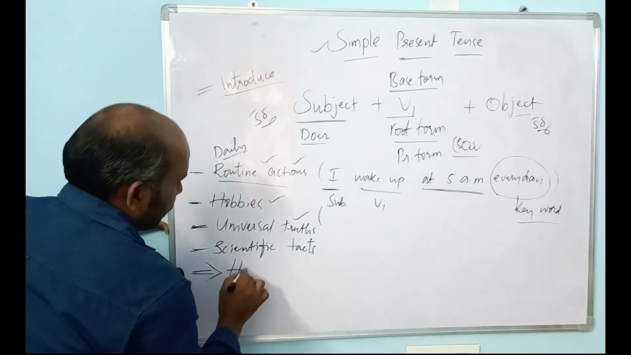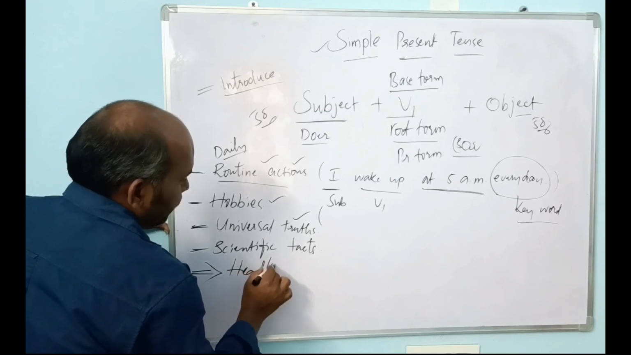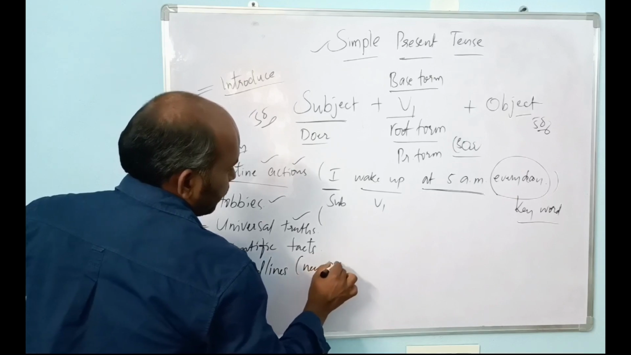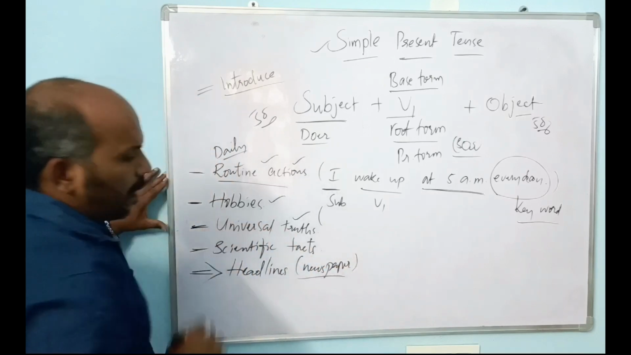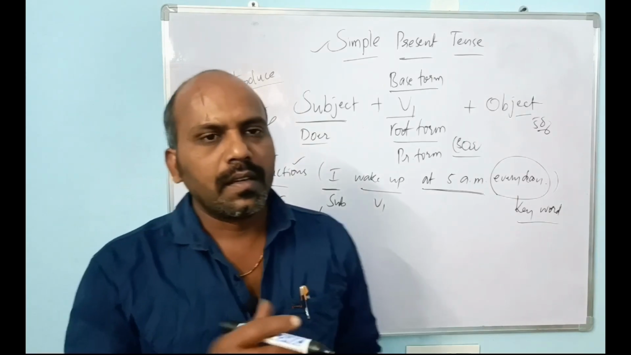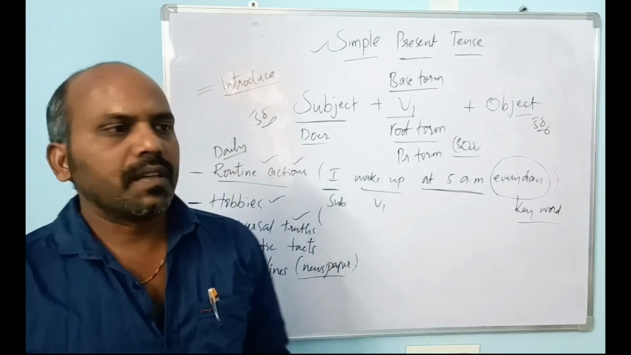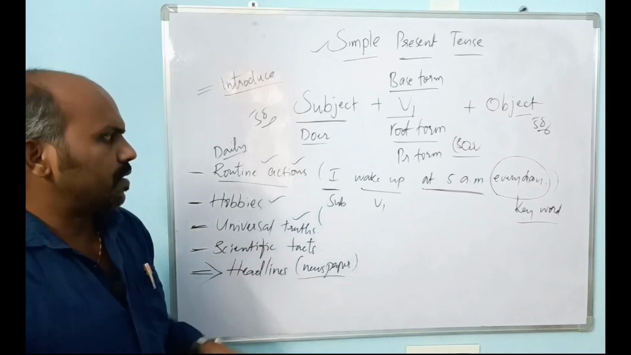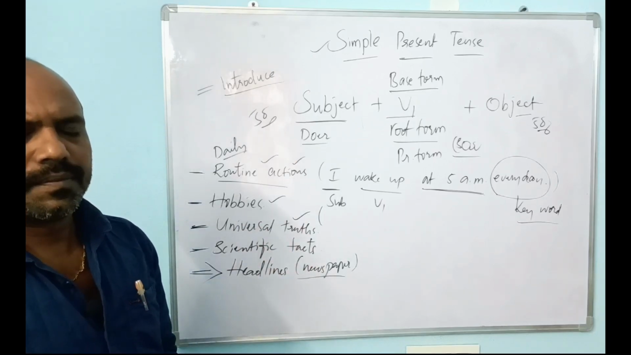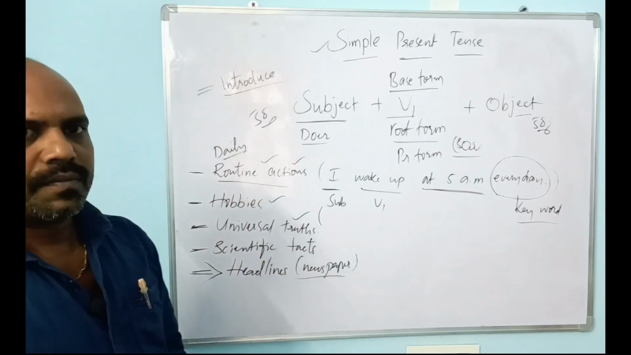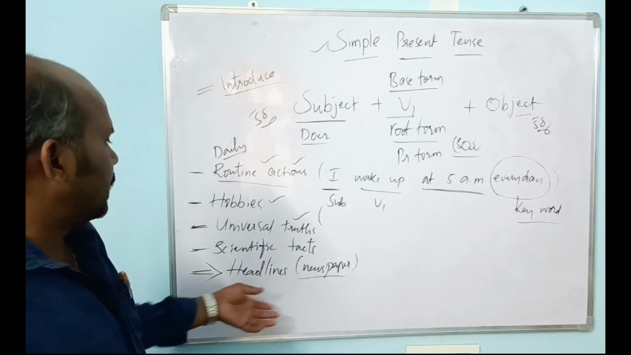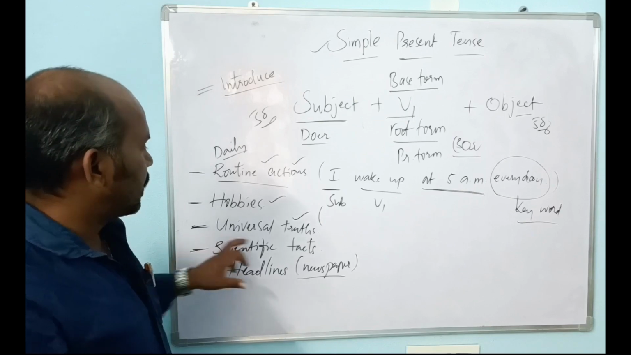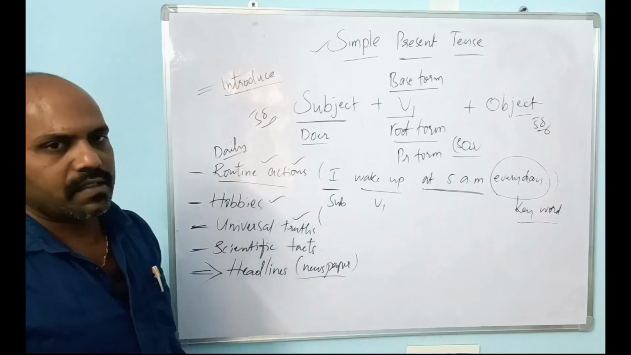And headlines of newspaper. Normally headlines of any news are read in simple present tense only, because it is easy to express all the things. That's why they take maximum headlines, and also scientific facts we must use, and universal truths also, and habits and routine actions we have to see.